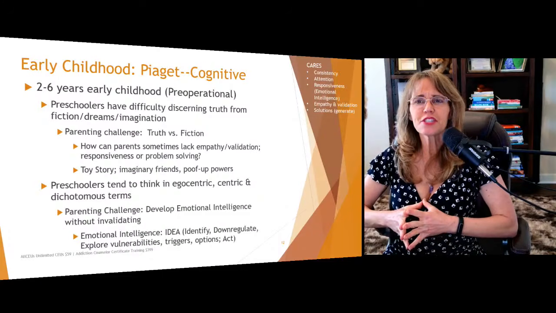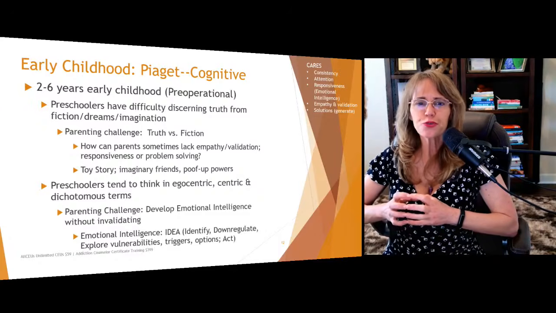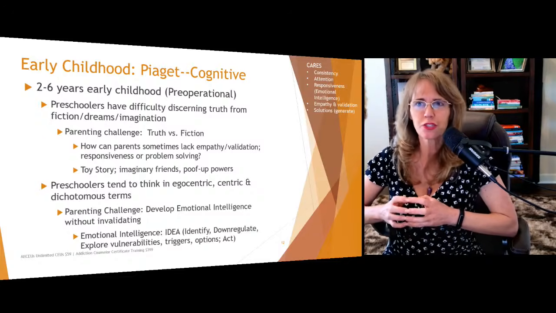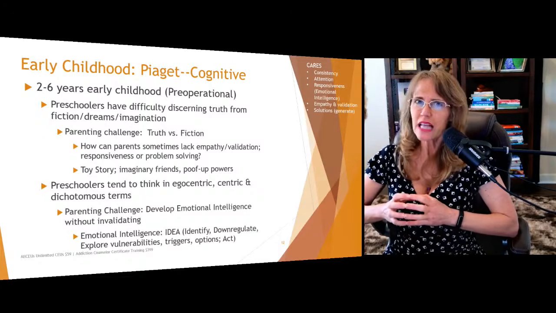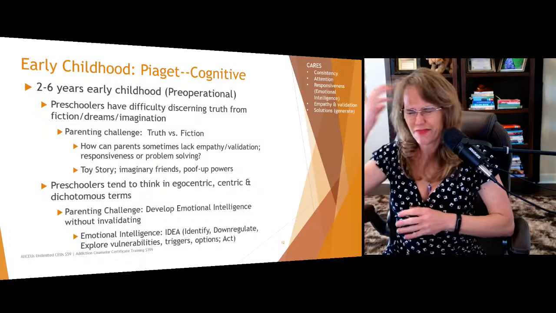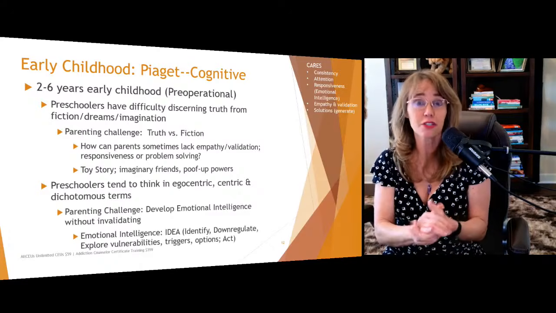From 2 to 6 years, the child is in what Piaget called the pre-operational stage. Preschoolers have difficulty discerning truth from fiction, dreams, their imagination. A lot of times they're not lying. They're just not sure what the difference is. They actually think that there's a monster in their closet or something.